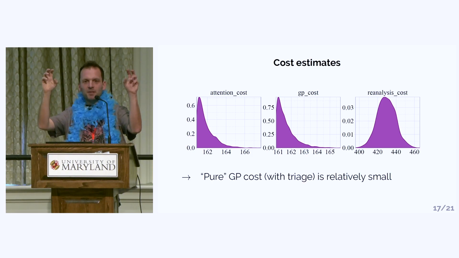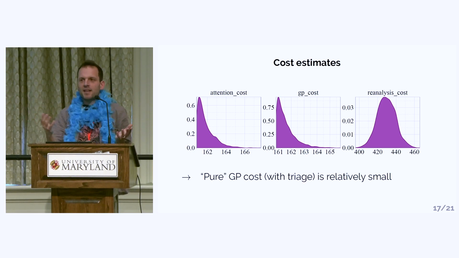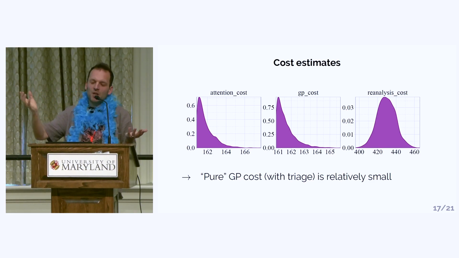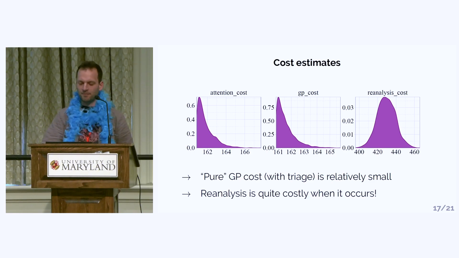And the pure garden pathing cost, so when people triage, right, that's actually not that costly, right? So you're basically surprised by the continuation, but you don't reanalyze. That's not doing much, right? That's what the model is saying.